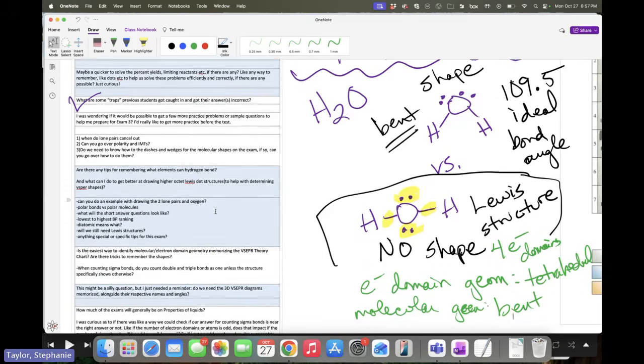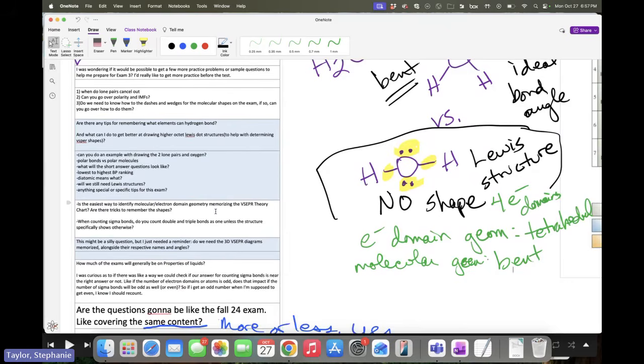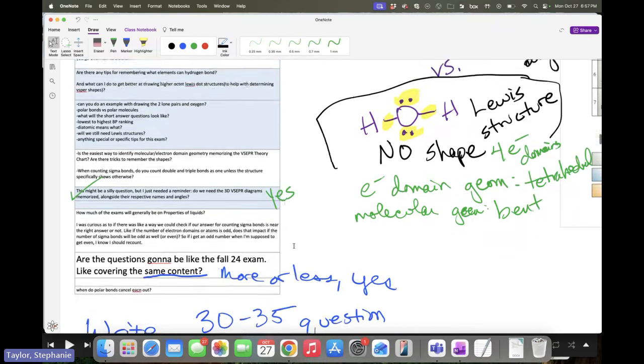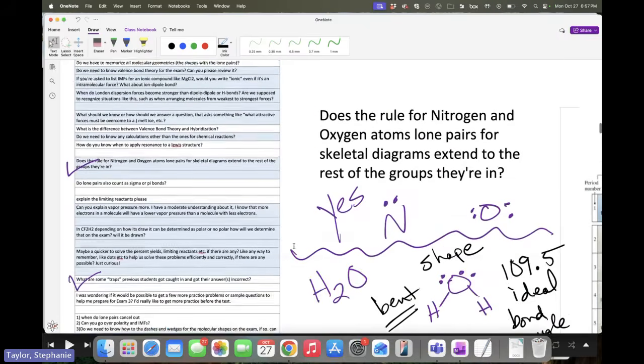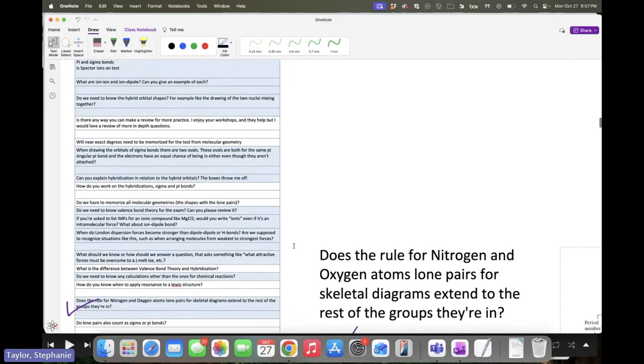Some of these questions are about things like, do we need to have the 3D VSEPR diagrams memorized along with their names and their angles? Yes, you have to have those things memorized. And I had another thought, but I forgot what it was.